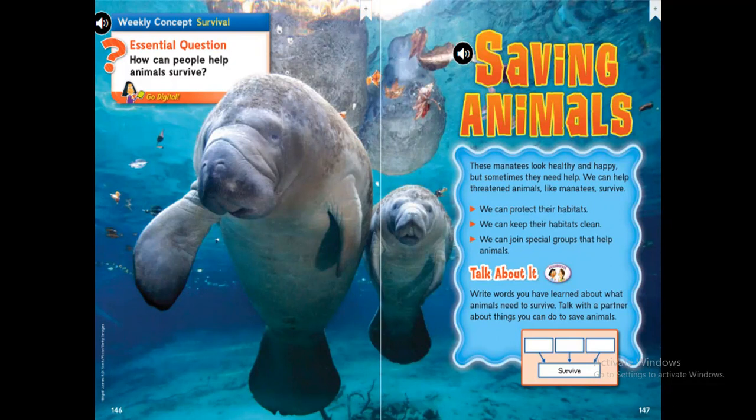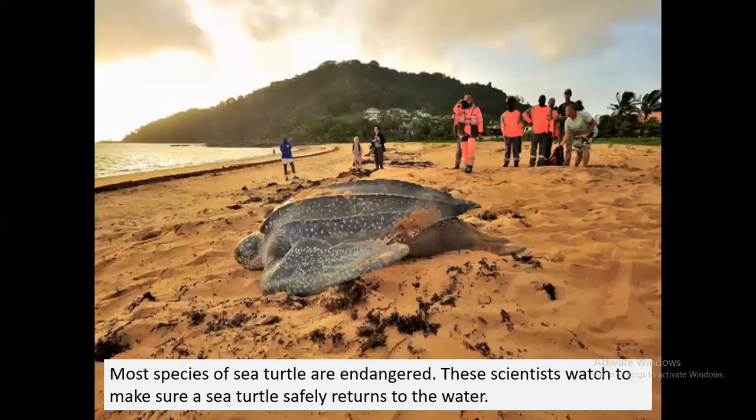We can protect their habitats. This is the most important thing. We can keep their habitats clean. We can join a special group that helps animals. Now we're going to look at some pictures and talk about how people can help the animals to survive.